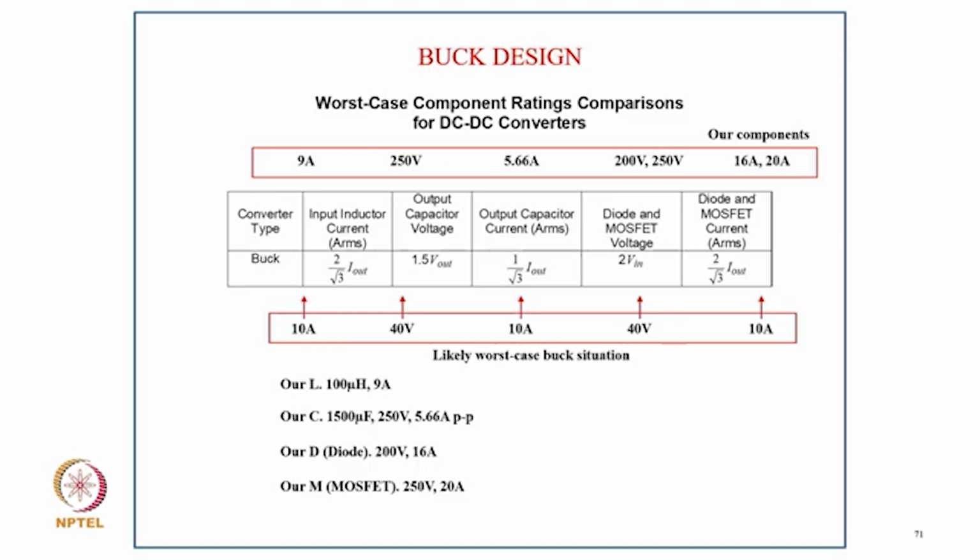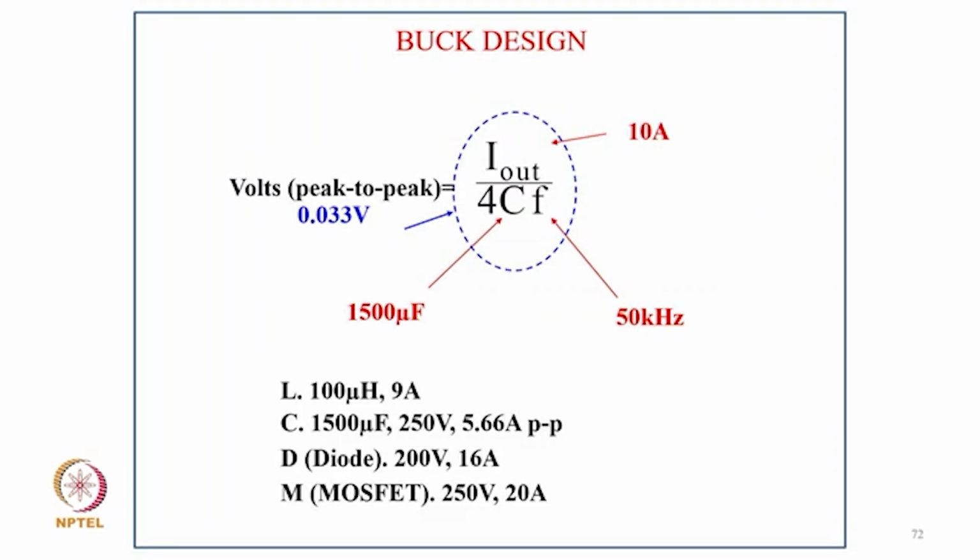From these formulas you can calculate the different values: typically inductor current 10 ampere, output capacitor voltage 40 volt, output capacitor current 10 ampere, diode and MOSFET voltage 40 volt, and diode and MOSFET current about 10 ampere, likely the worst case condition. So here the values come from these specifications: L equal to 100 microhenry and capacitor 1500 microfarad, with a diode of 200 volt 16 ampere, MOSFET equal to 250 volt and 20 ampere. And taking the voltage peak to peak as 0.033, that is I out upon 4 C F square, for 10 ampere current, 1500 microfarad and 50 kilohertz.